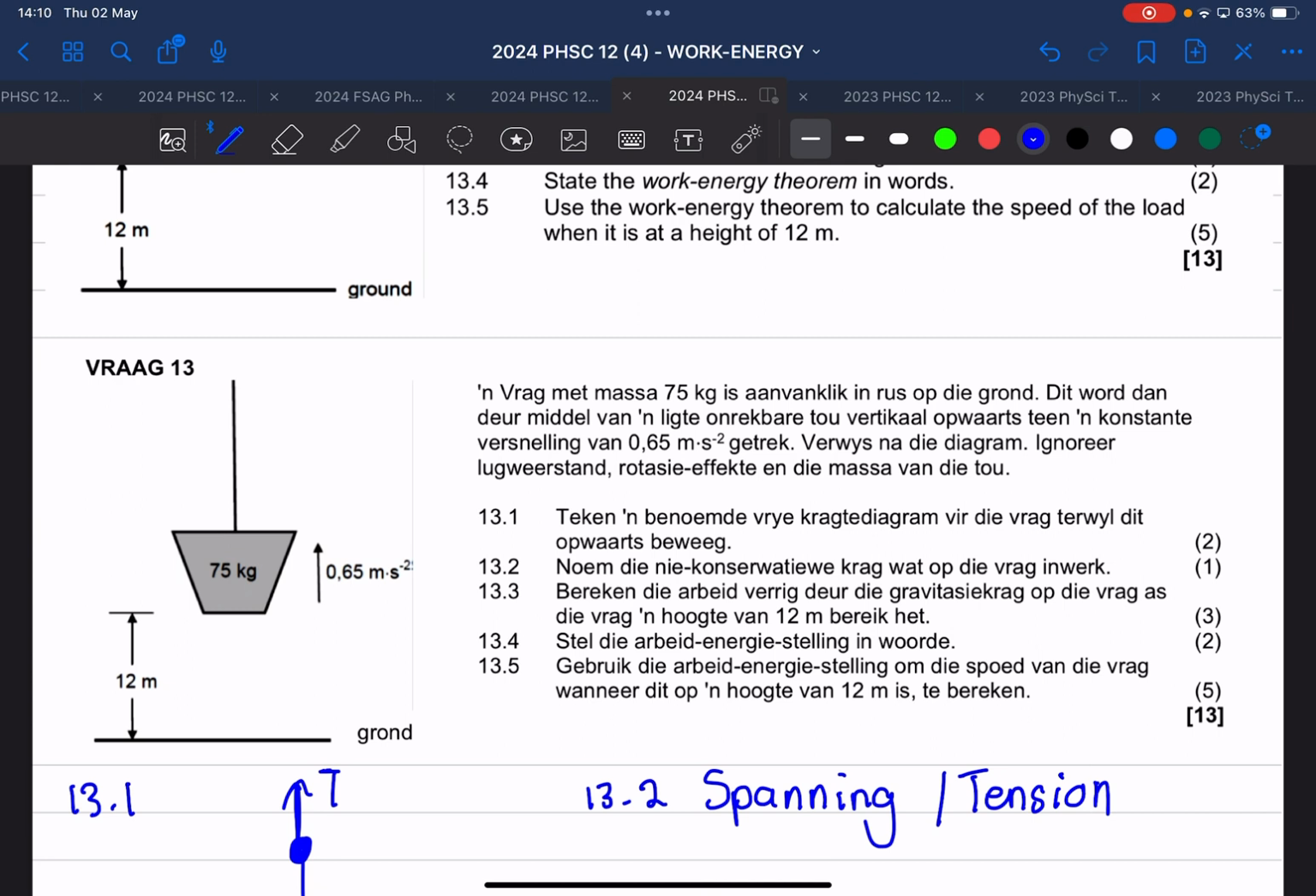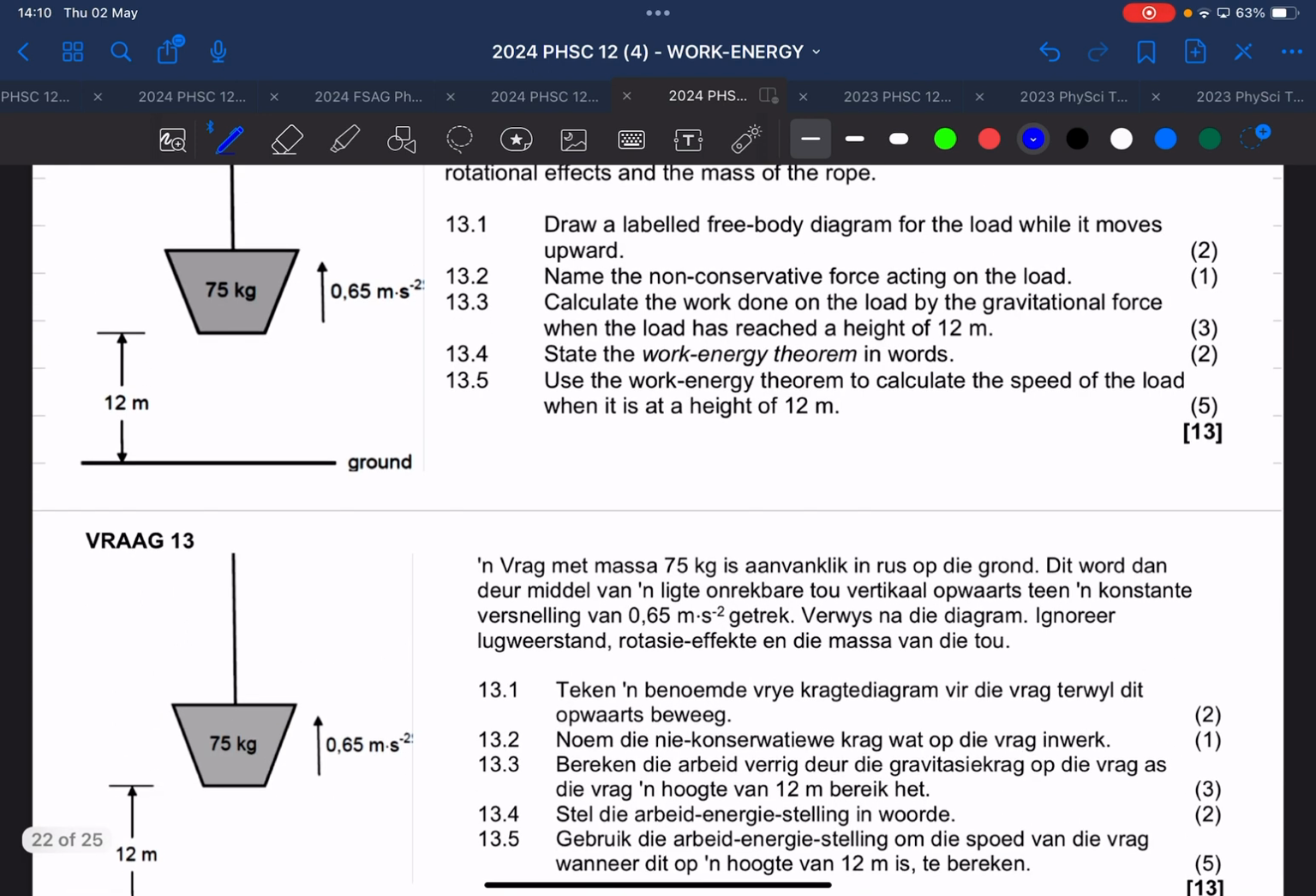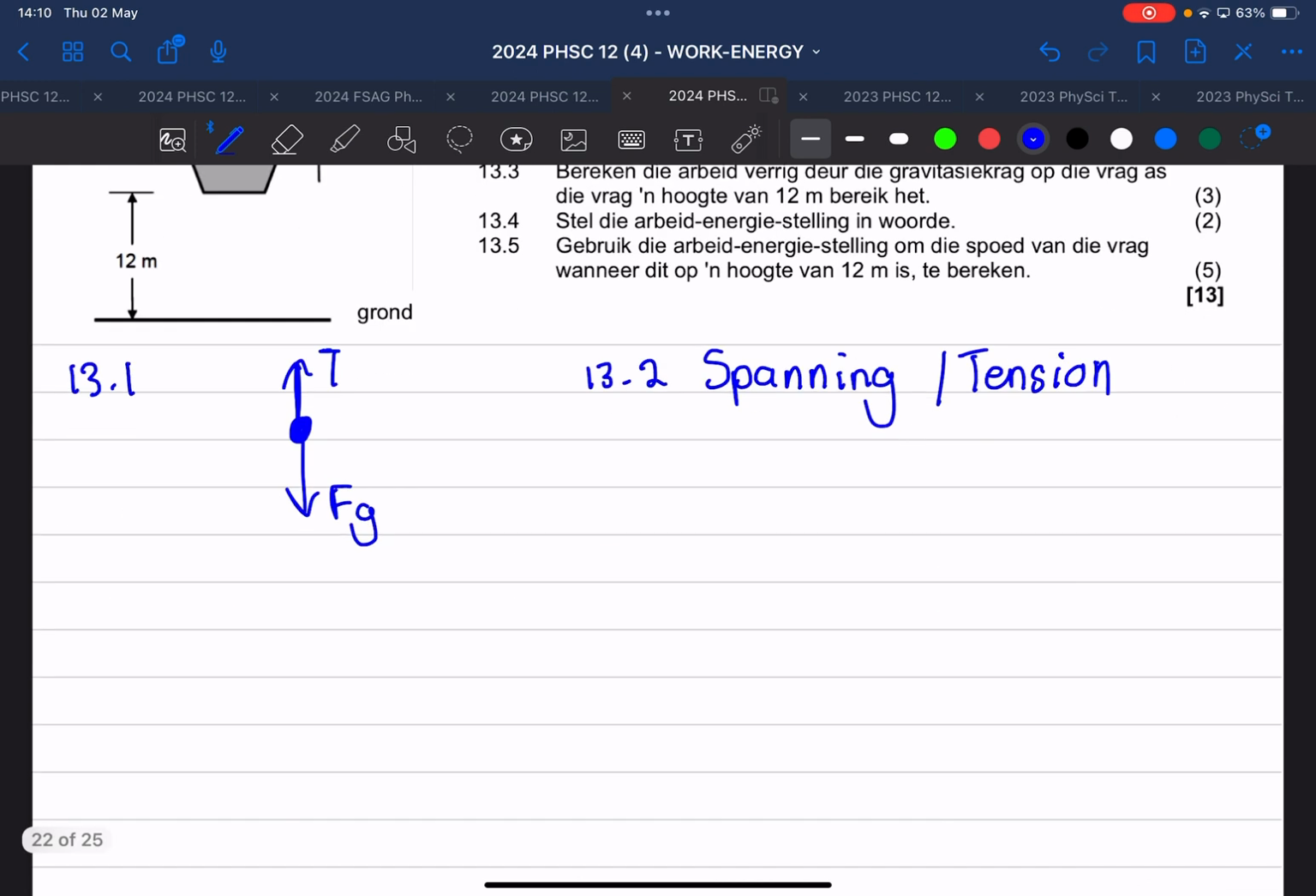So gravity is a conservative force, okay? Now question number 3 asks, calculate the work done on the load by the gravitational force when the load has reached a height of 12 meters, okay? So how are we going to do that? They want us to calculate, this is number 3, the work done by our gravitational force.